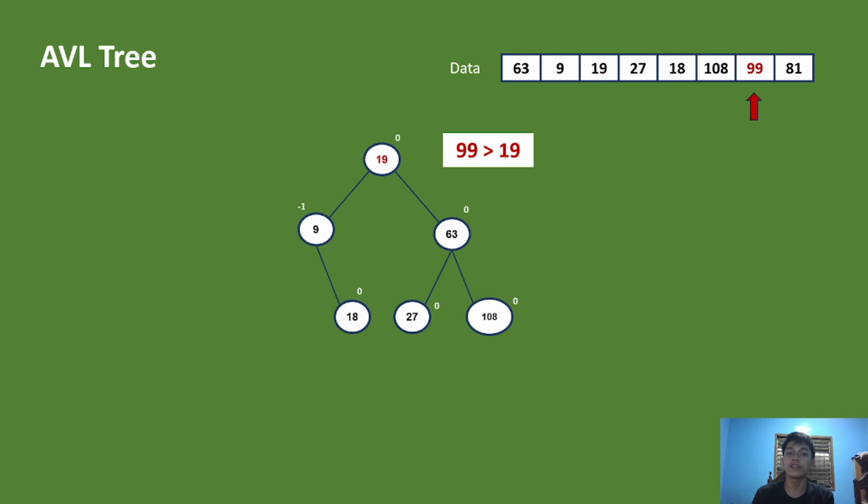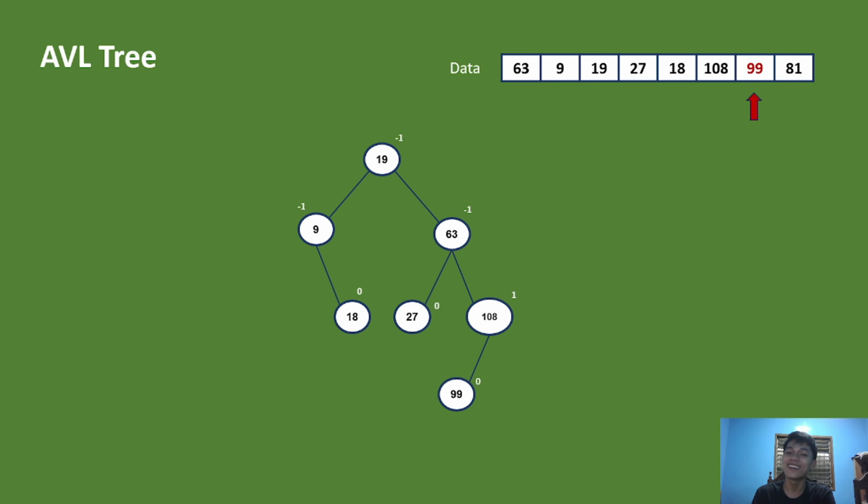So we're going to insert 99. Since 99 is greater than 19, we're going to put 99 on the right side. And then since 99 is greater than 63, we're going to put it again on the right side. Now 99 is less than 108, so we're going to put it onto the left side. As you can see, the heights of our nodes are still balanced, so we're not going to perform a rotation. So next, we'll move on.